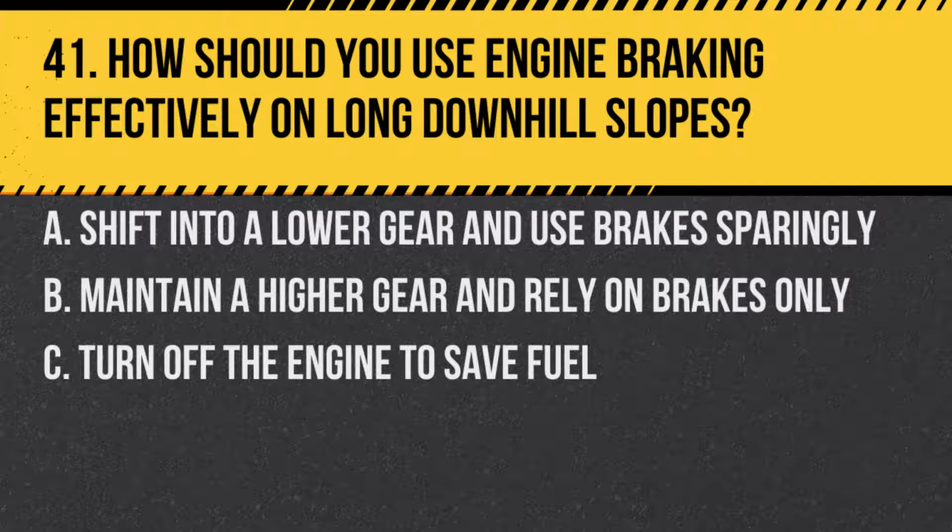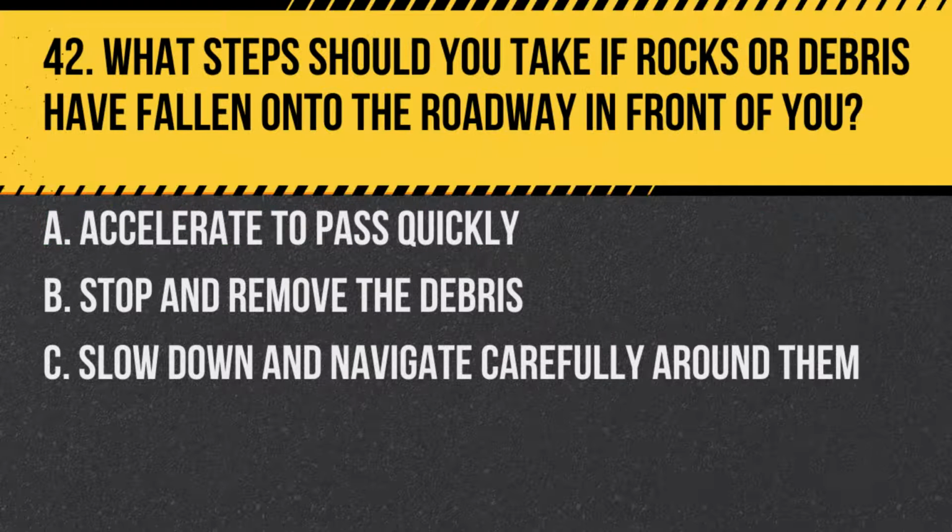Question 41. How should you use engine braking effectively on long downhill slopes? A. Shift into a lower gear and use brakes sparingly. B. Maintain a higher gear and rely on brakes only. C. Turn off the engine to save fuel. Answer: A. Shift into a lower gear and use brakes sparingly. On long downhill slopes, using engine braking by shifting into a lower gear helps control speed without overusing the brakes, preventing them from overheating. Question 42.